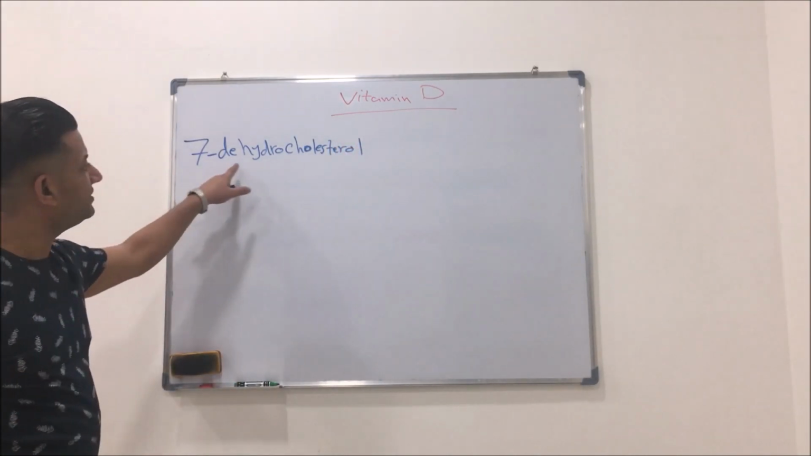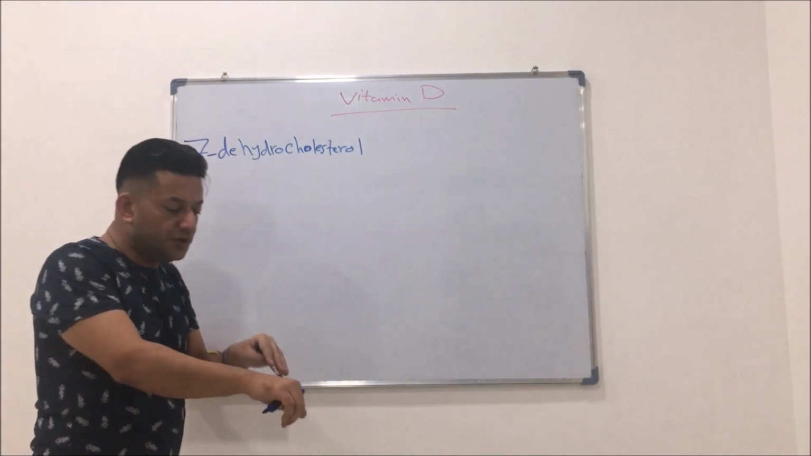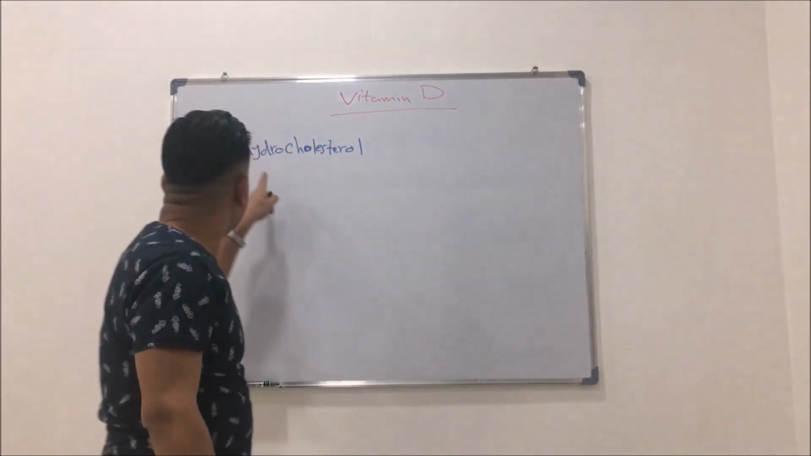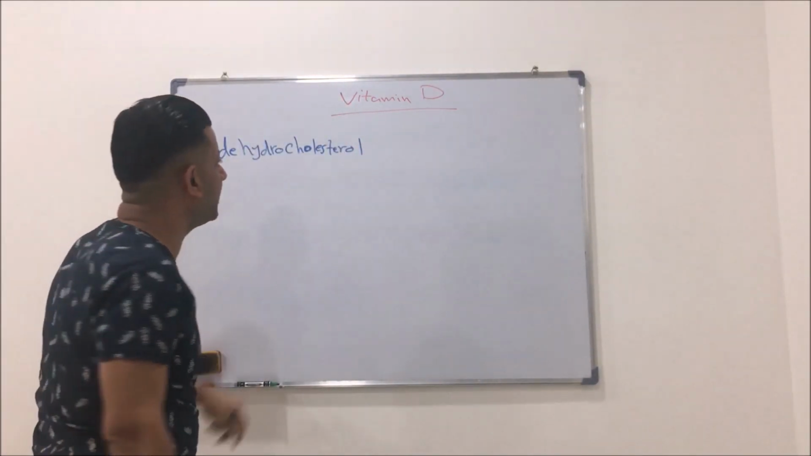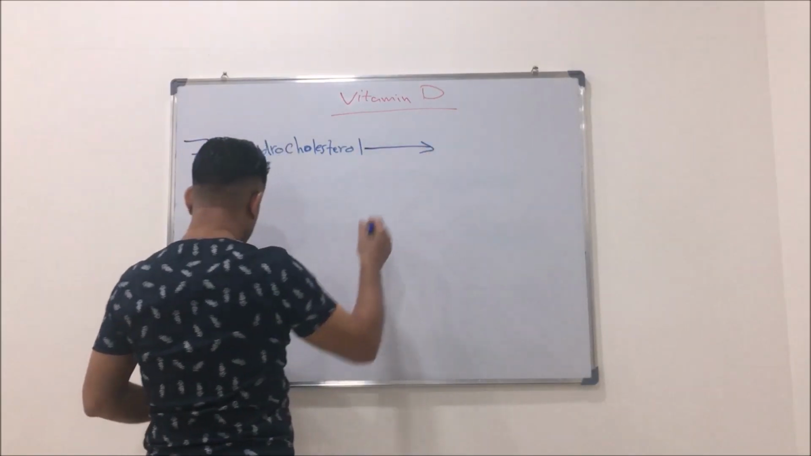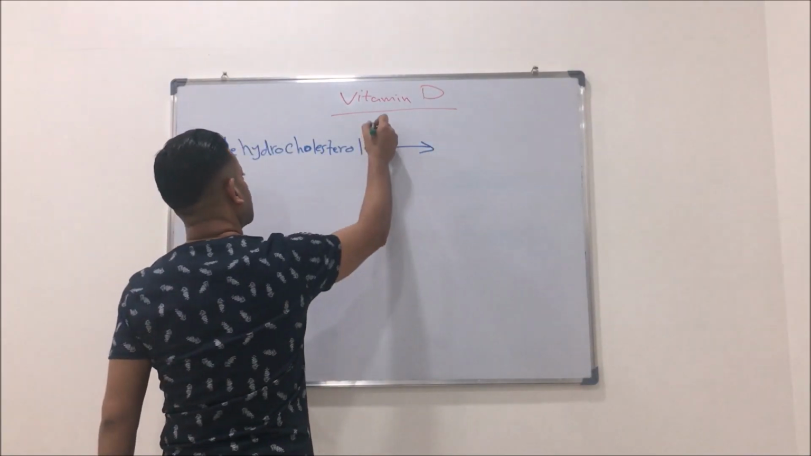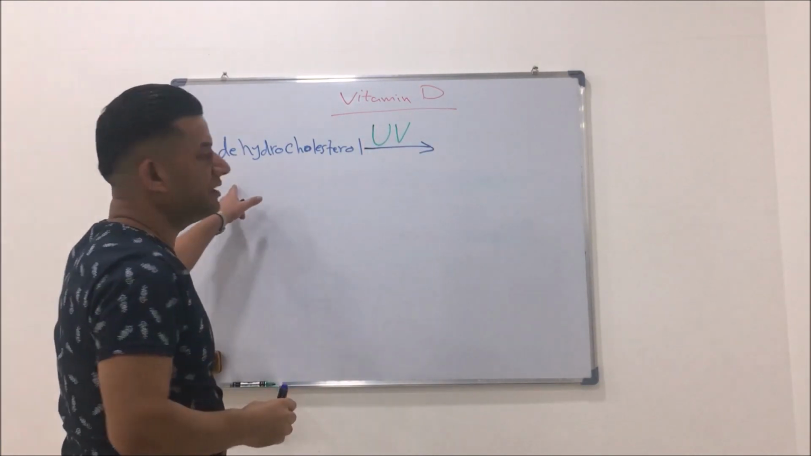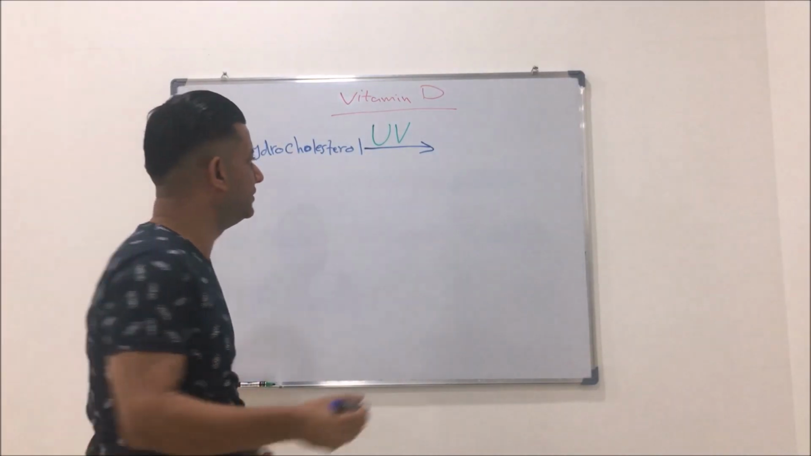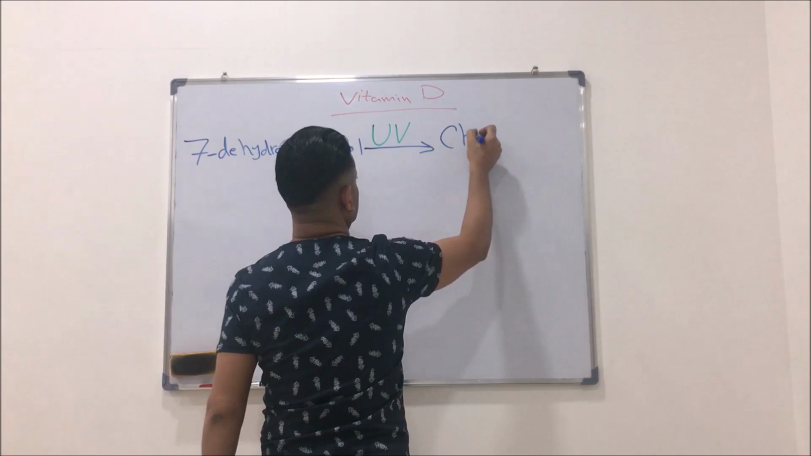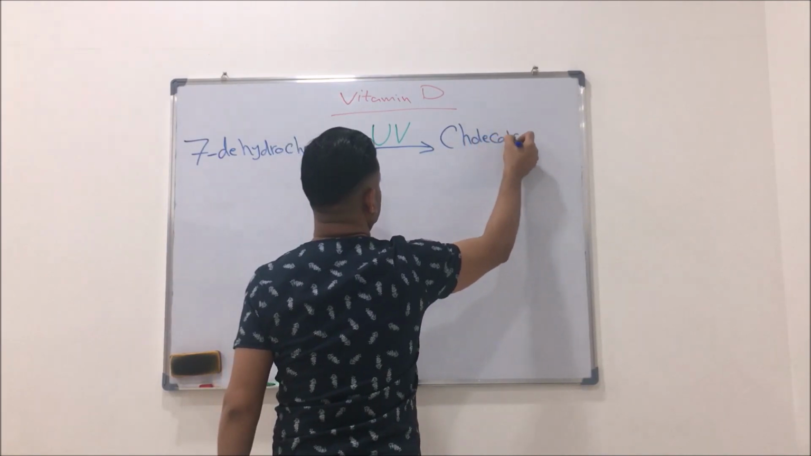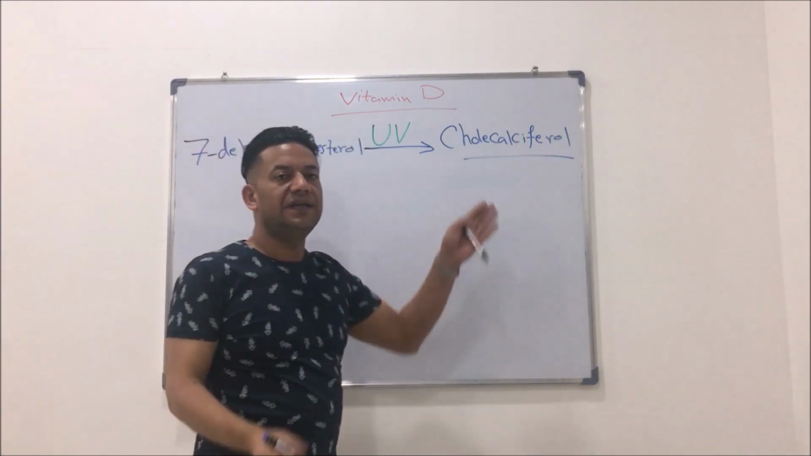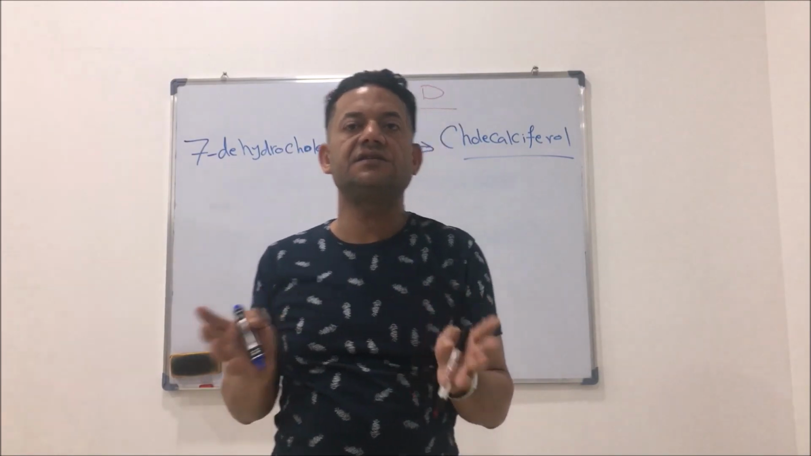So when 7-dehydrocholesterol, which is normally a cholesterol compound found where? Found in the skin. When this compound is irradiated by UV light, it will be converted into cholecalciferol. Cholecalciferol is the vitamin D, it is the synonym of vitamin D.